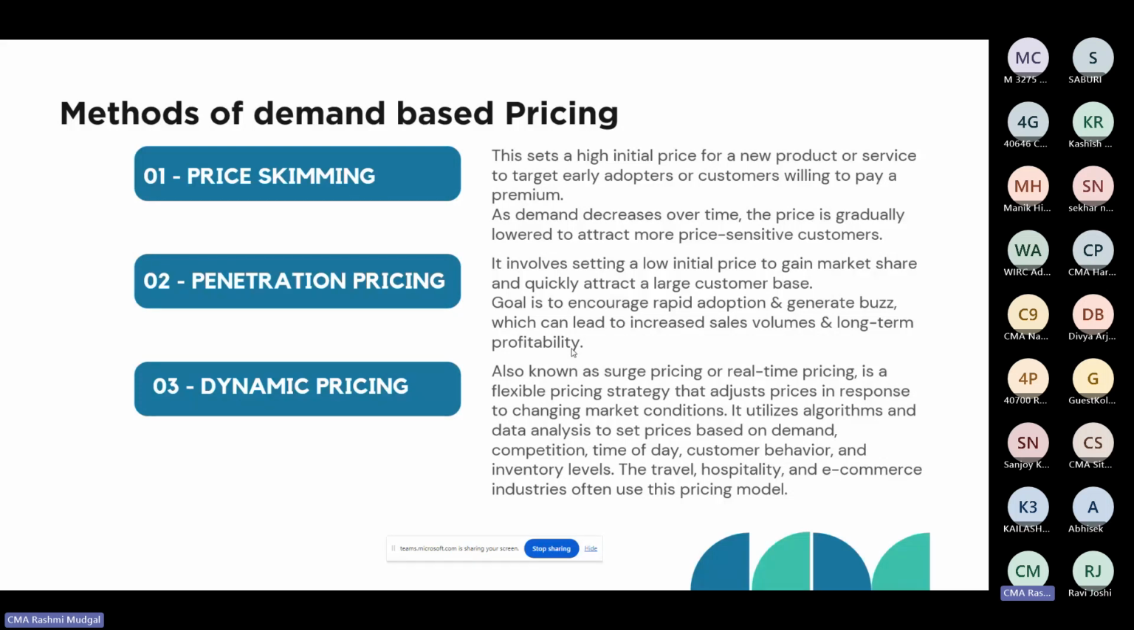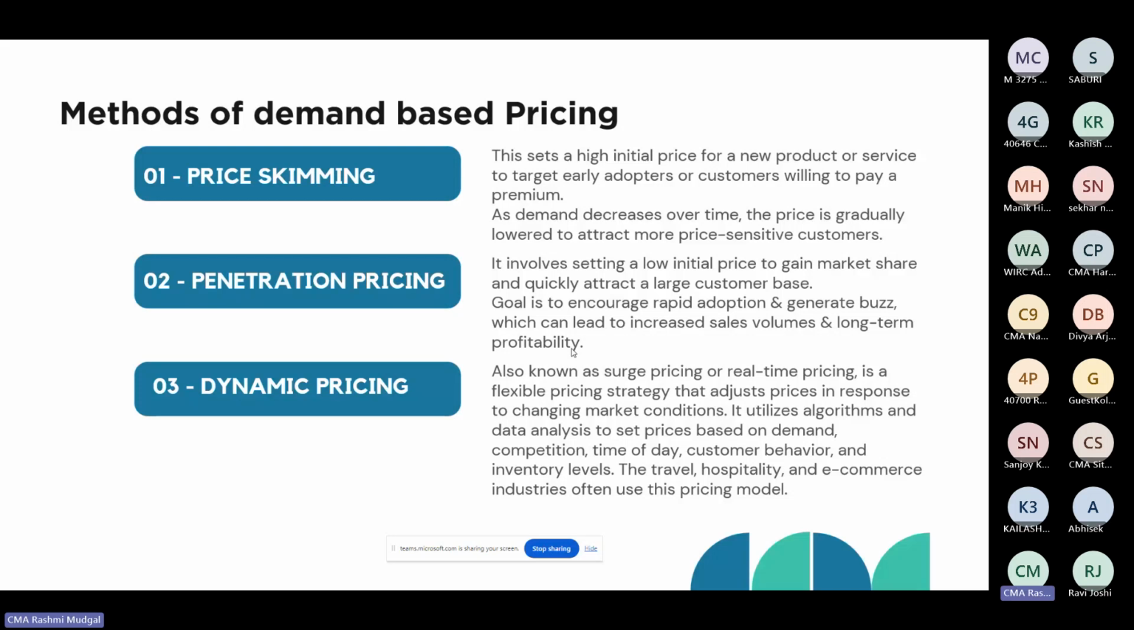They want to buy the product on the launch date. But some people wait for 6 months, wait for 1 year. Sometimes people wait for the next model so that this model will decrease in price. So in price skimming, at the time of launch the price is higher, but as the demand decreases over time, the price is gradually lowered to attract more people.